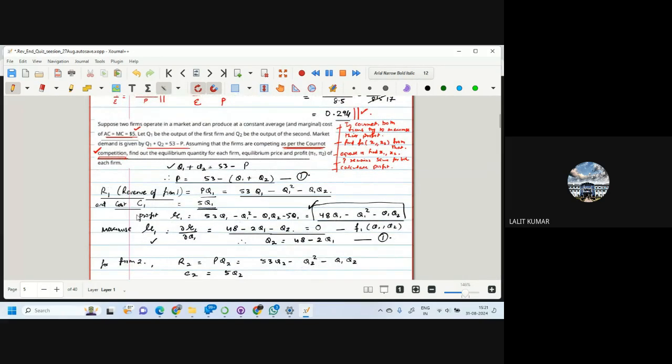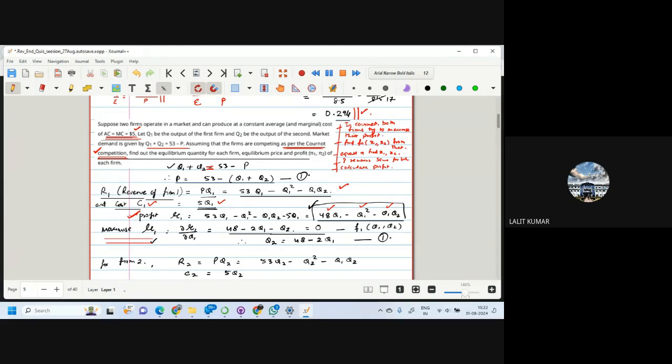So this is the combined demand function, Q1 plus Q2 is equal to 53 minus P. So we get P is equal to 53 minus (Q1 plus Q2). So revenue of firm 1 will become P into Q1, that is 53Q1 minus Q1 square minus Q1Q2. And the cost C1 will become 5 into Q1 because marginal cost is 5. Therefore, profit is this minus this. So this will become 53 minus 5, 48Q1 minus Q1 square minus Q1Q2. We maximize this profit of firm 1.